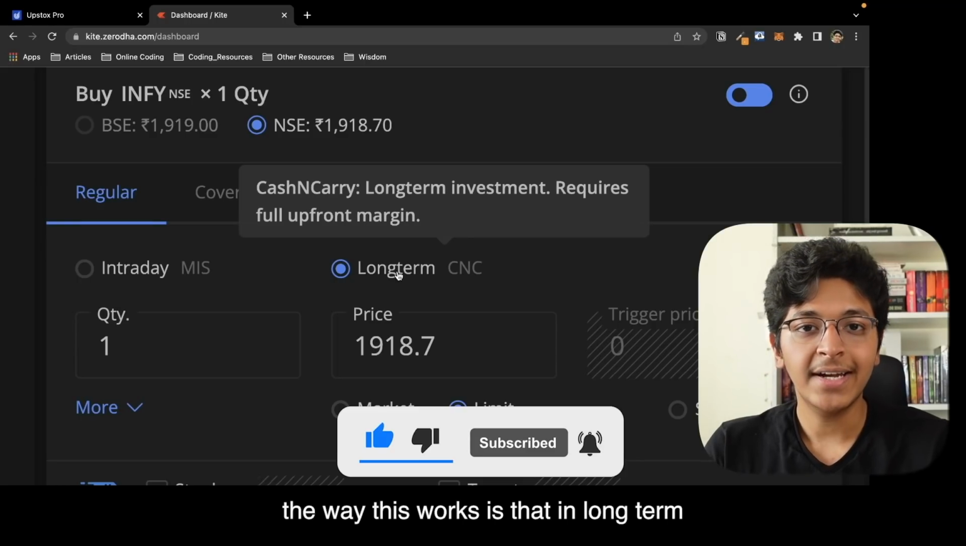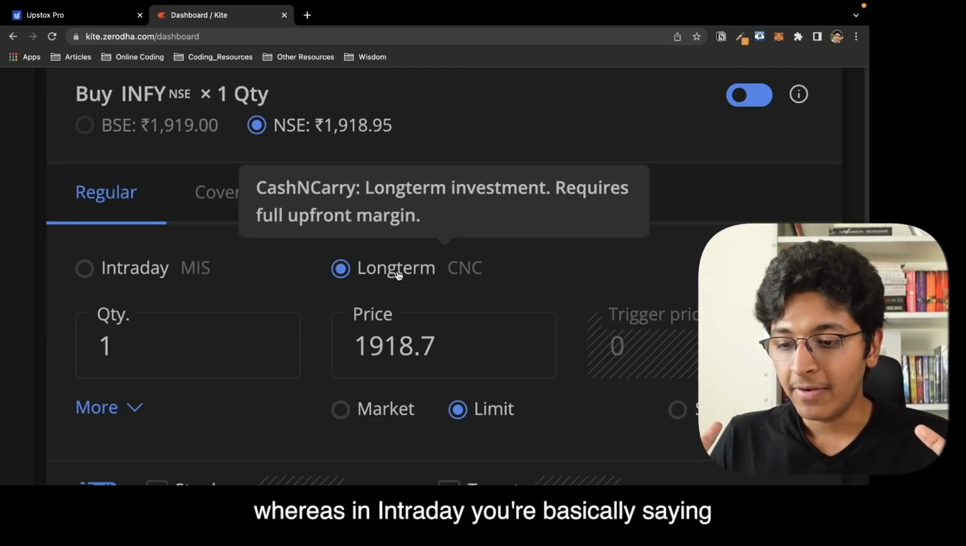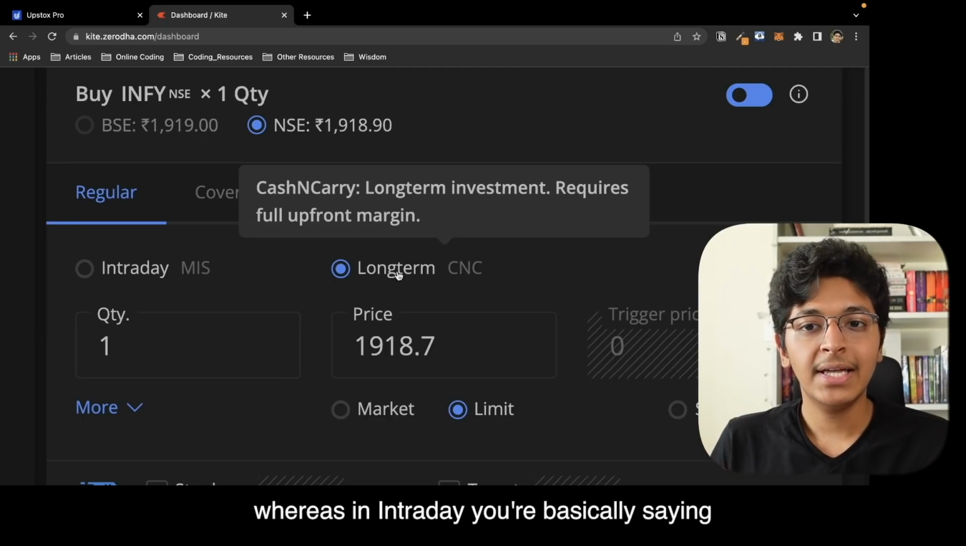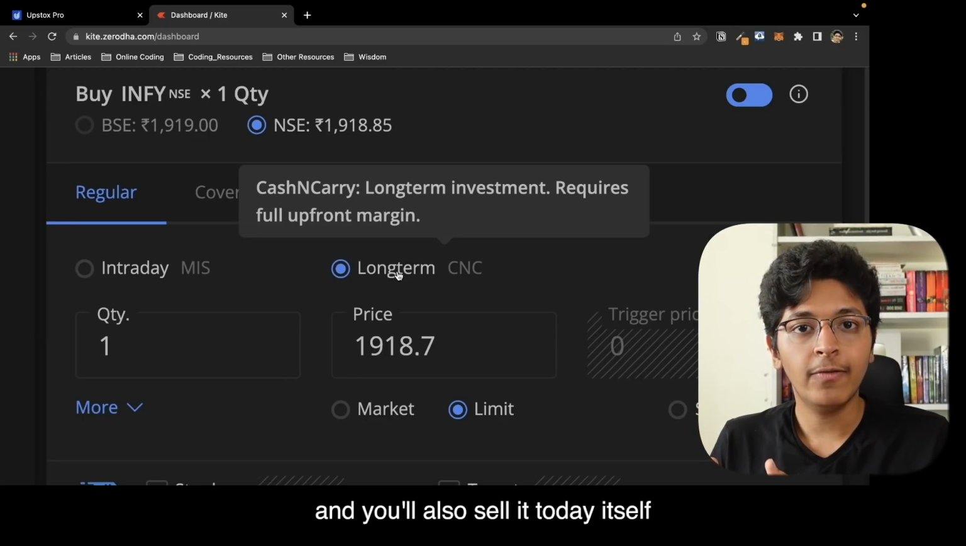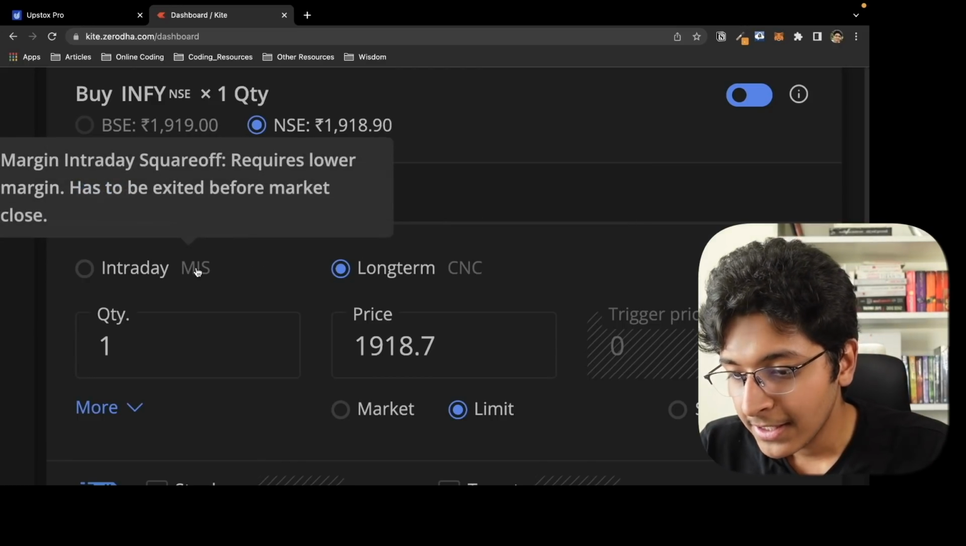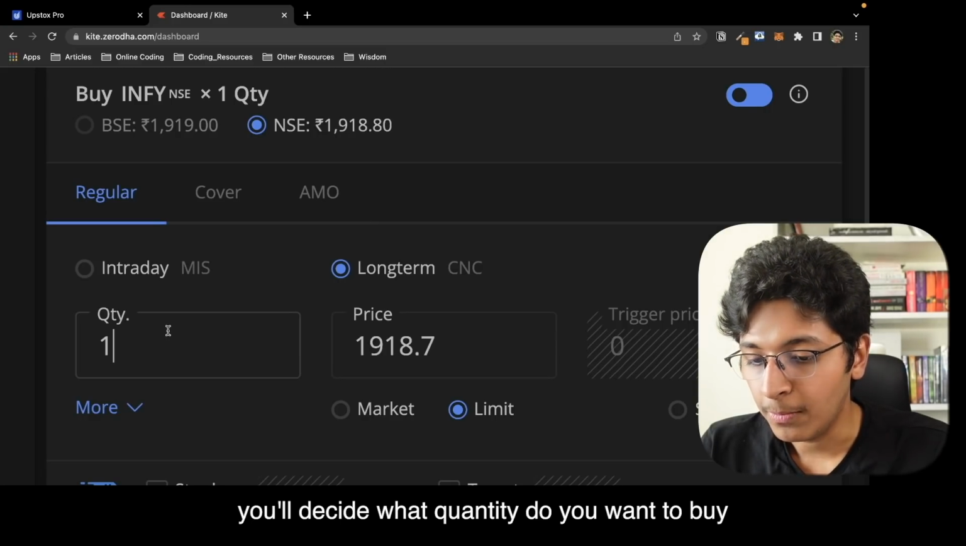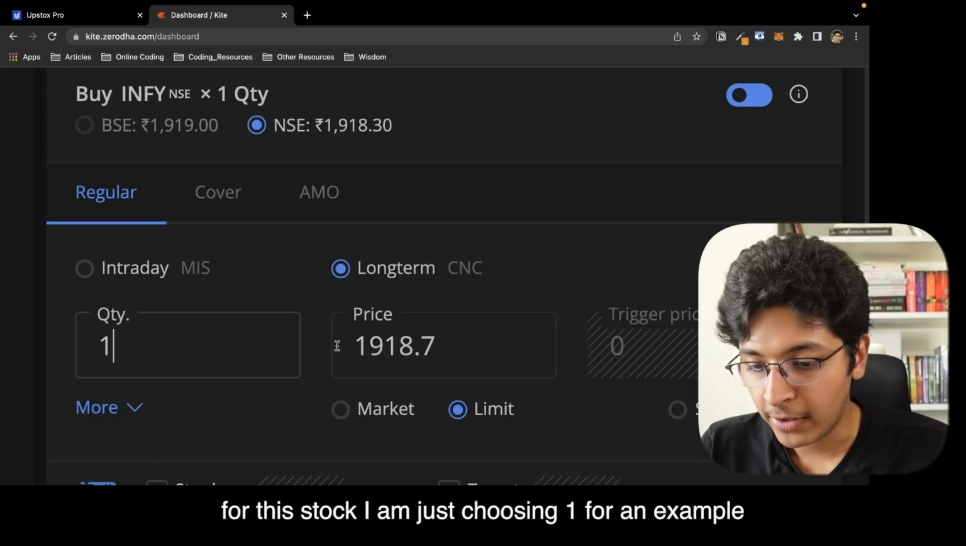So the way this works is that in long term, you are basically saying that you want to buy it and keep it for the long term. Whereas in intraday, you are basically saying that you will buy it today and you will also sell it today itself. You have to square off your position today itself. So that's what this is all about. You will decide what quantity do you want to buy for this stock. I'm just choosing one for an example.